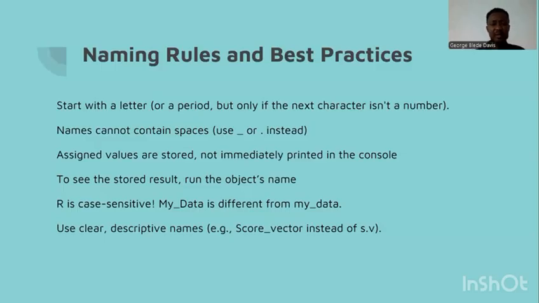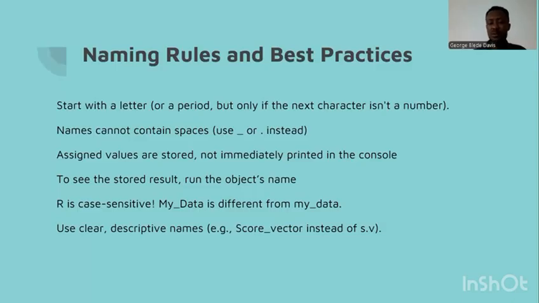And you have to know that assigned values are stored. You will not see the result immediately in the console once you assign a name to it. So to see the result, you have to run the object name. Like we assign 10 to my data. To be able to see the output, you have to run my data to get the output while it's still within my data.